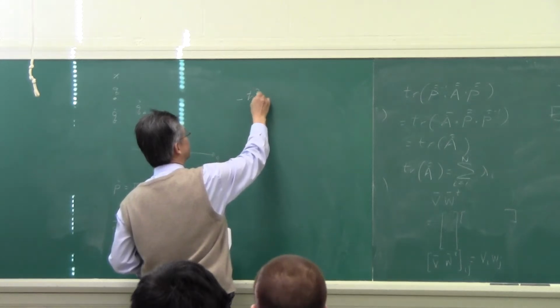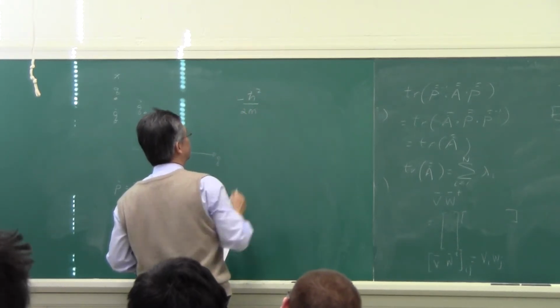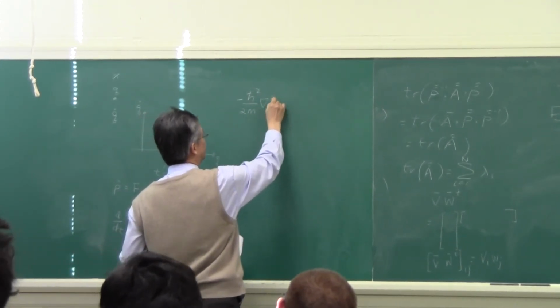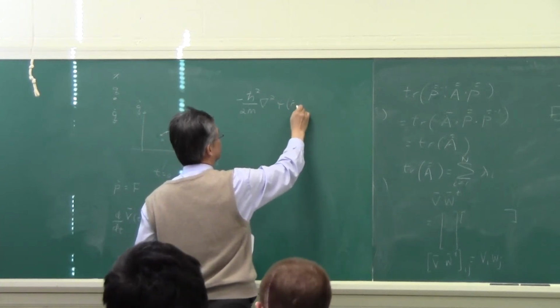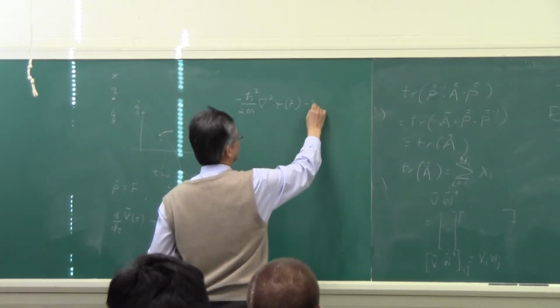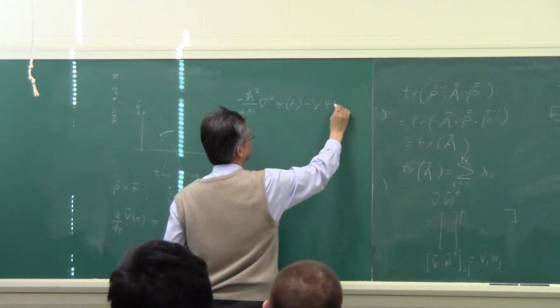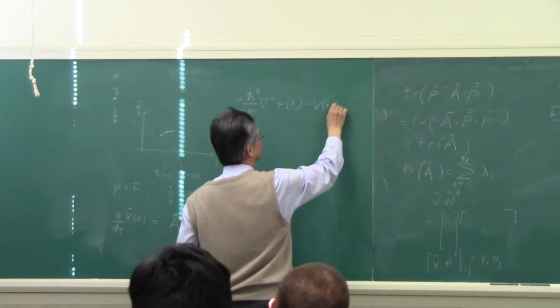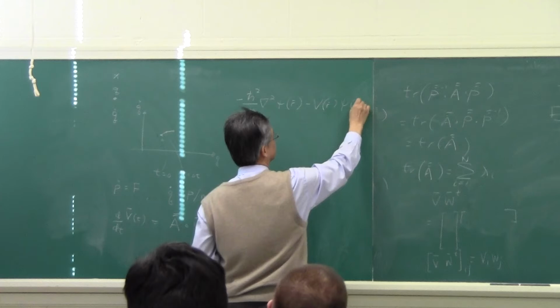So that's why we say that this equation that we discussed earlier was proposed by Schrodinger, and this potential can also be a function of position.